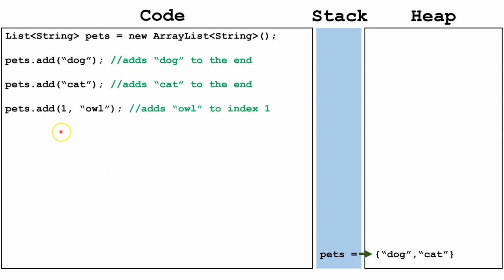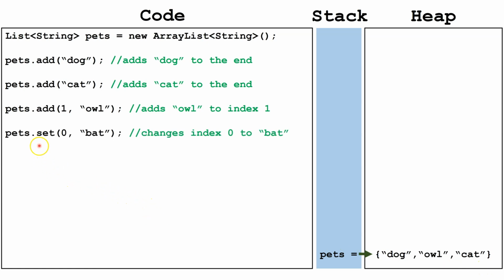Here we're using a two-parameter add. This tells us what index we want to add it in and the object we are trying to add. It inserts the object, in this case the string owl, inside the middle of the ArrayList and slides everything else down.